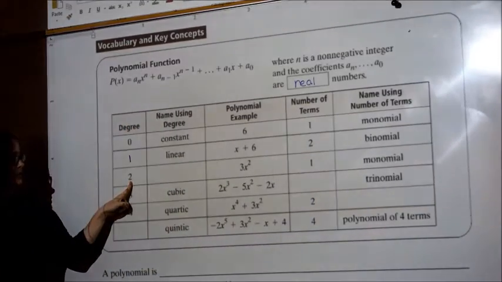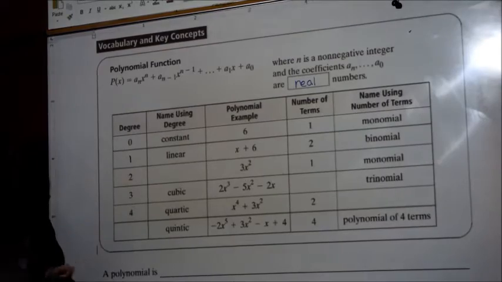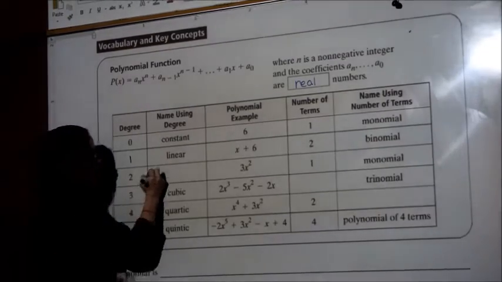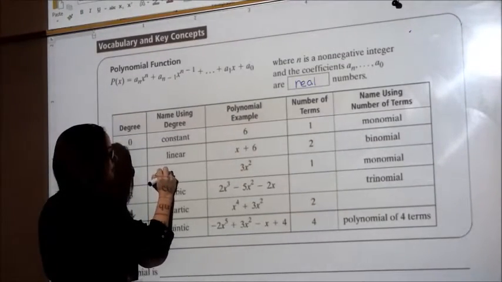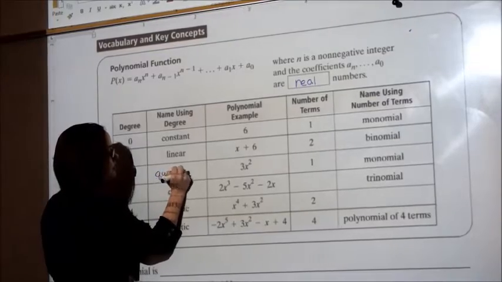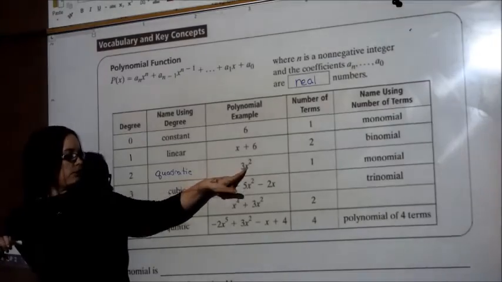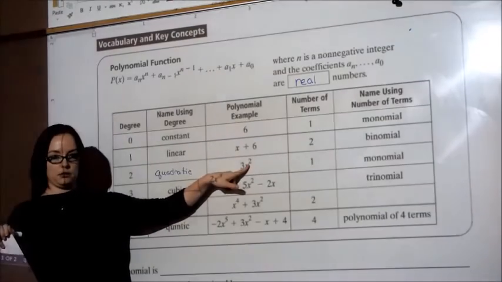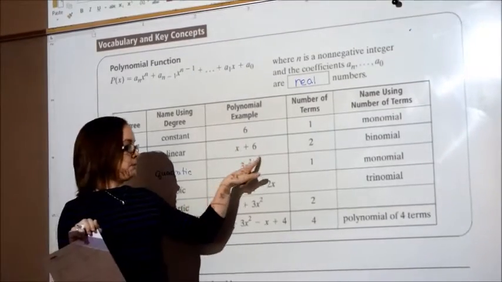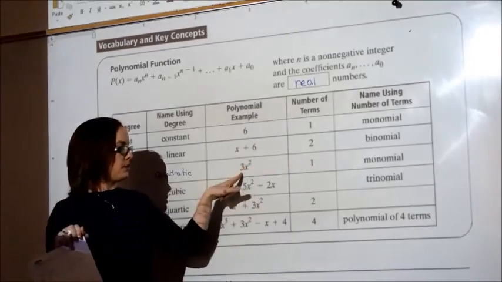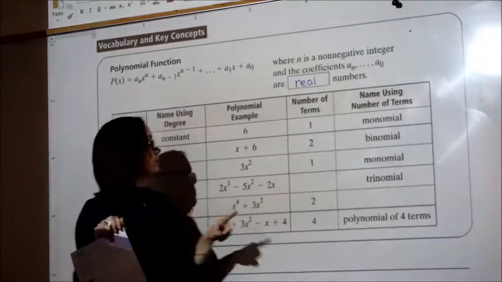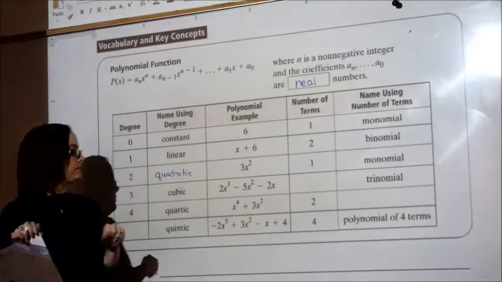Here, we're dealing with the 2nd degree. So we're going to call this a quadratic. An example of this is 3x squared. In this particular example, there's 1 term here. So this is a monomial. This is a quadratic monomial.